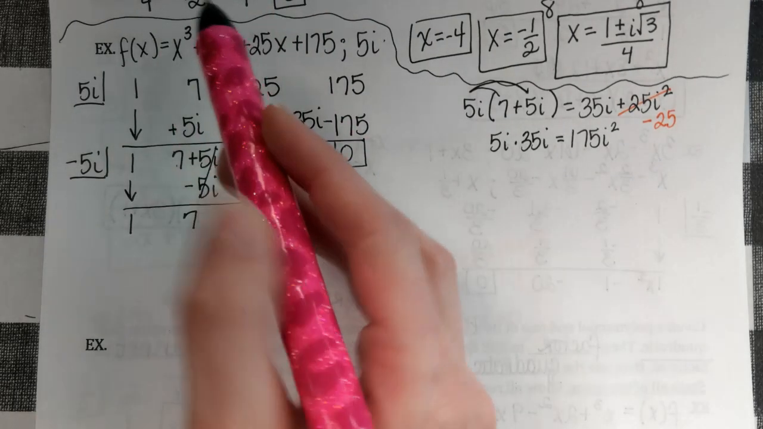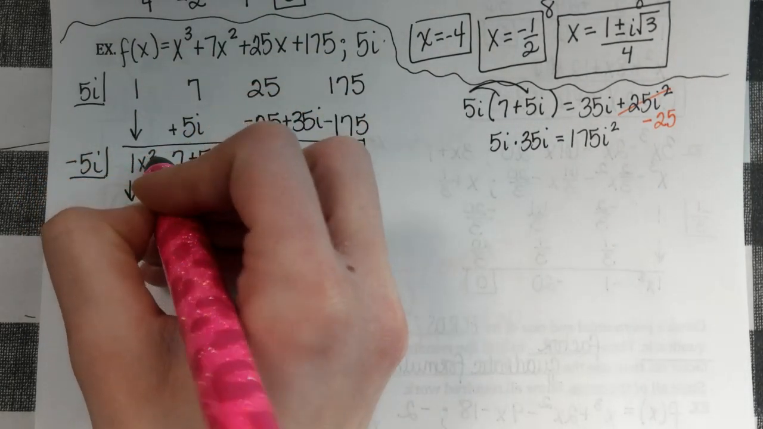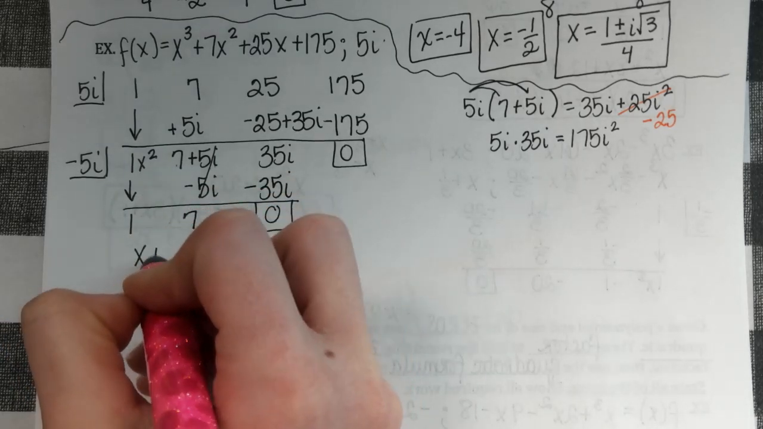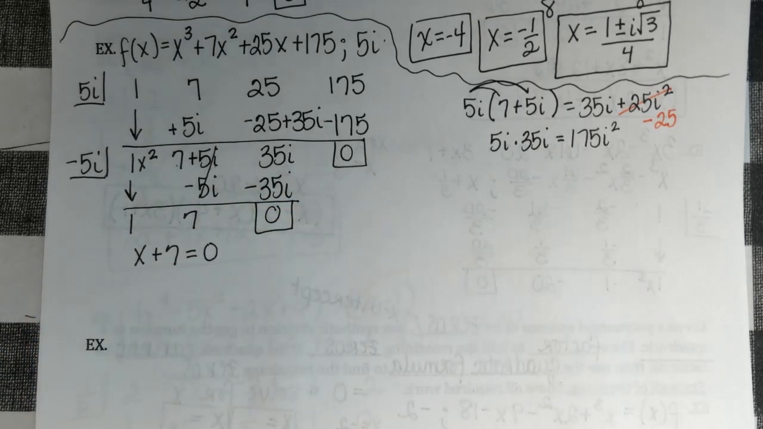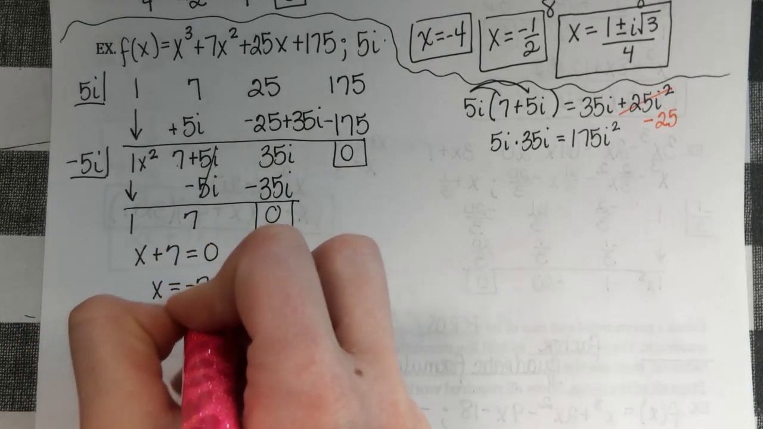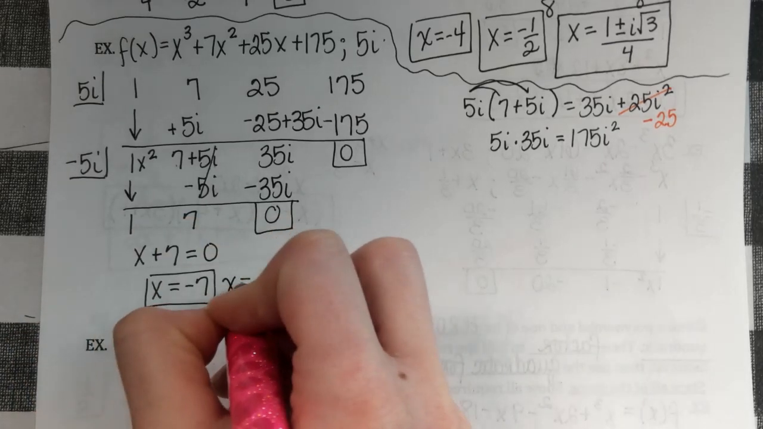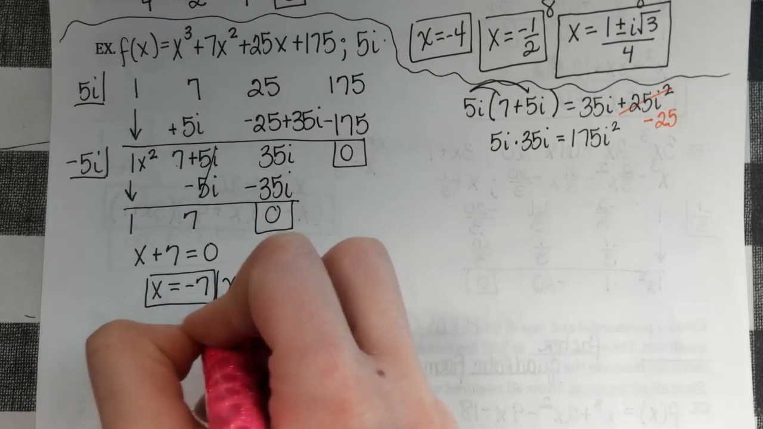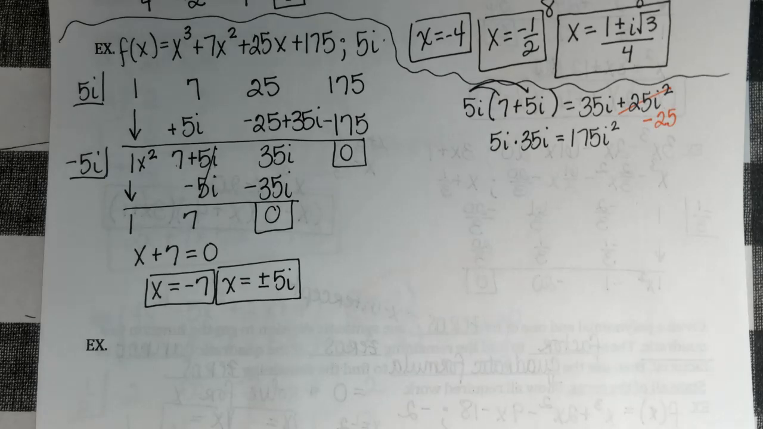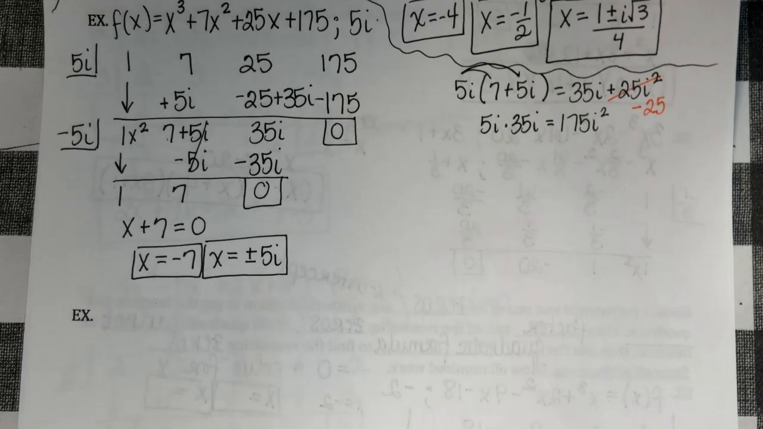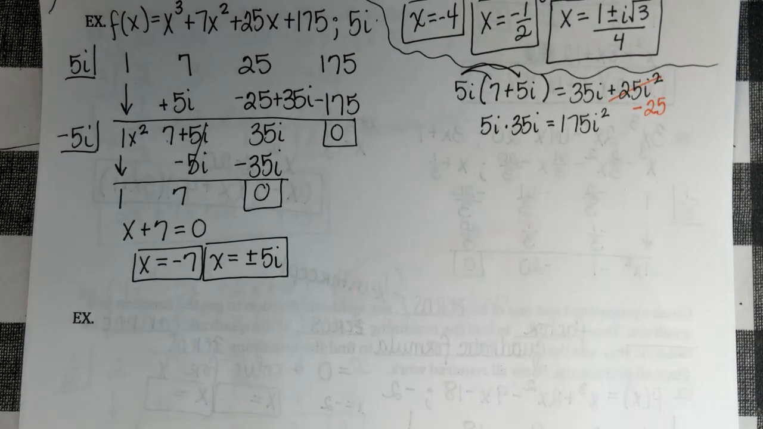Okay, so if I started with x cubed, this one round knocked it to x squared, so this is now just x plus 7 equals 0. Subtract your 7, x equals negative 7, and x equals plus or minus 5i. Okay, do we understand that? Now, as much as I would love to move on, because I know y'all understand synthetic division, you have to look at what happens when instead of just a 5i, you have a complex 0.